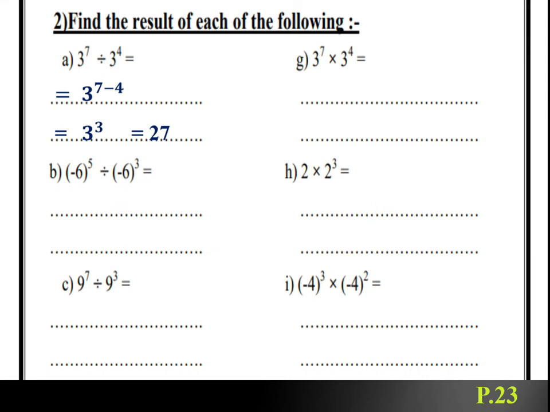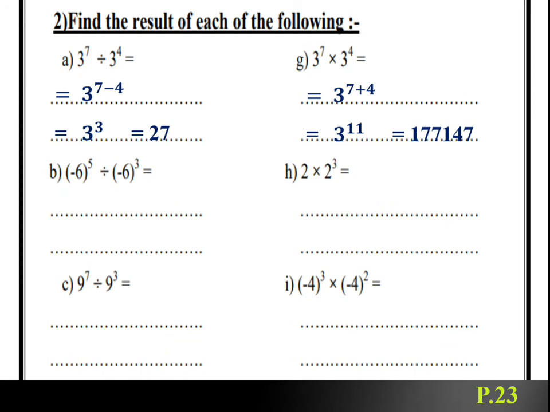Okay, let's check letter G. The same numbers, but with the multiplication sign between them. So in the multiplication sign, we have to add the powers, not subtract the powers. So we will put just one base, which is 3, with the power 7 plus 4. So the answer will be 3 power 11, and the answer will be 177,147.